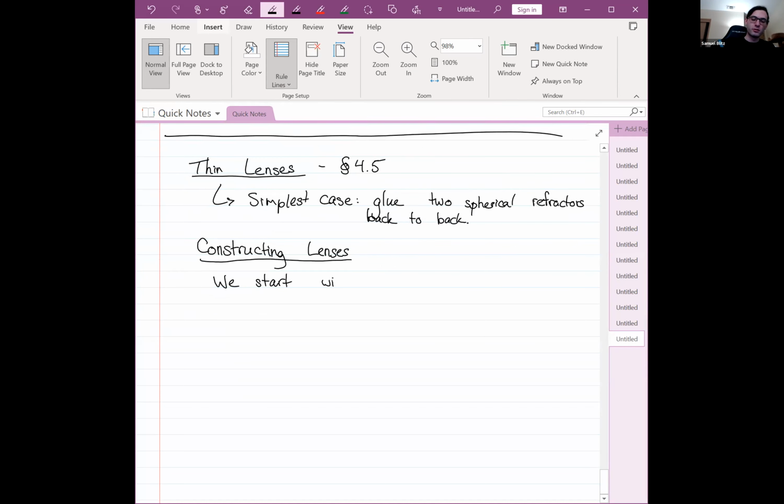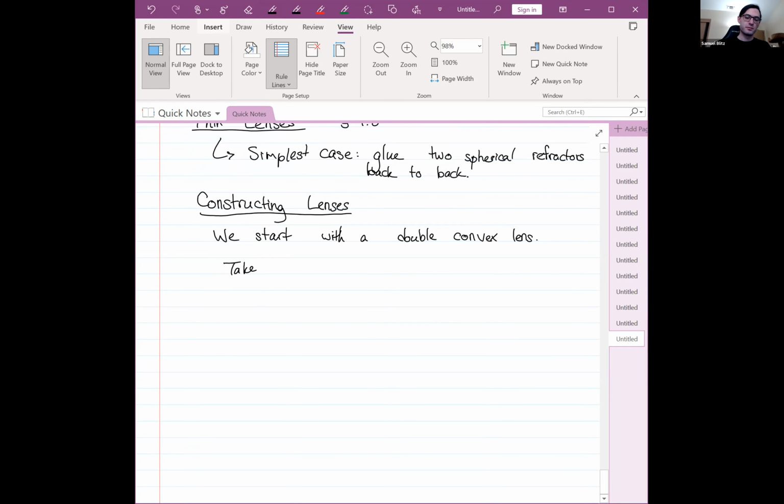Now, double convex might not mean what you think it means. It means that both sides are kind of symmetric. So we're going to take two converging cases.